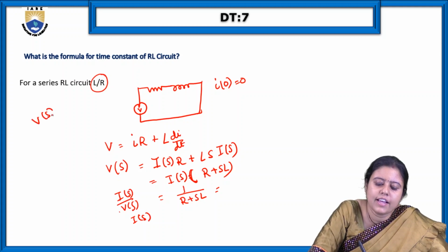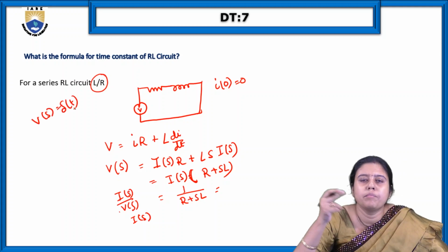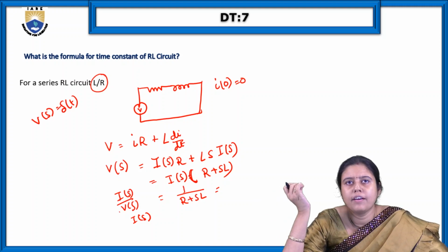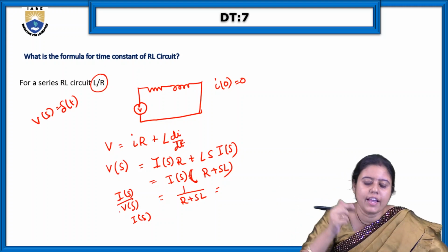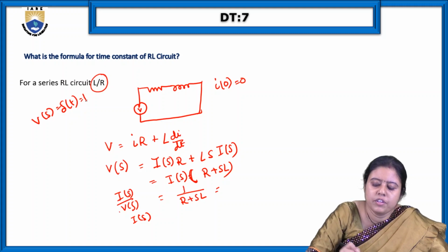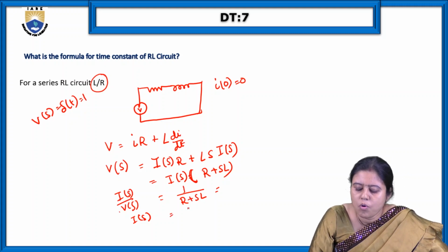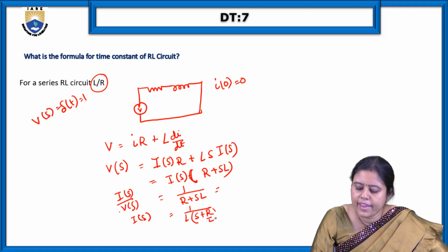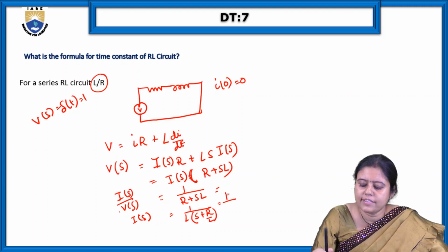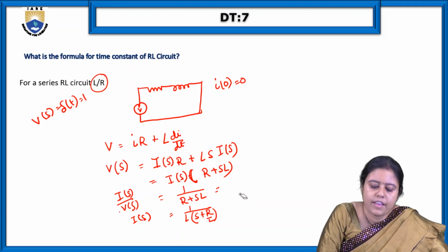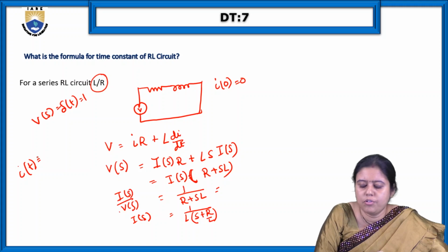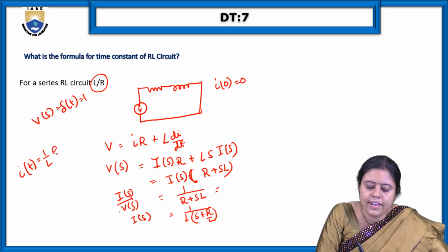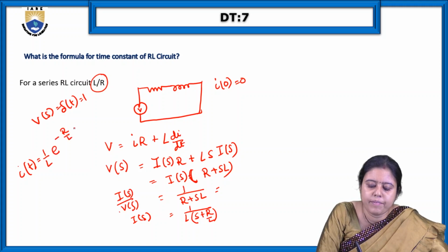Say the voltage is the unit impulse. Unit impulse means a very big voltage for a very small time. So what is the value? Value is 1. So what is Is? Is is 1 by L, s by R by L. So what is the current? Current value is i(t) equal to 1 by L e to the power minus R by L t.